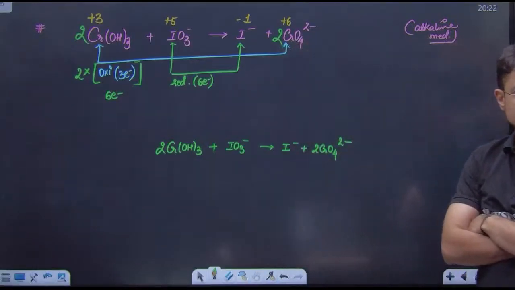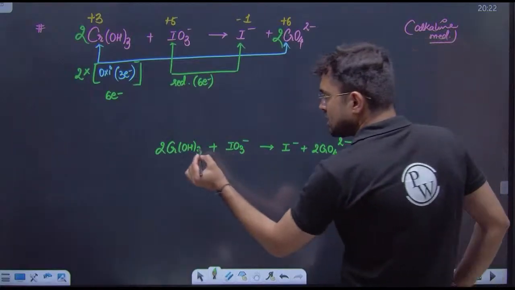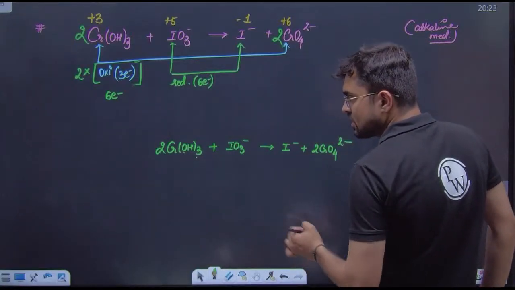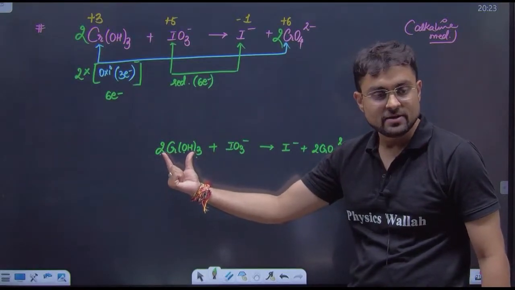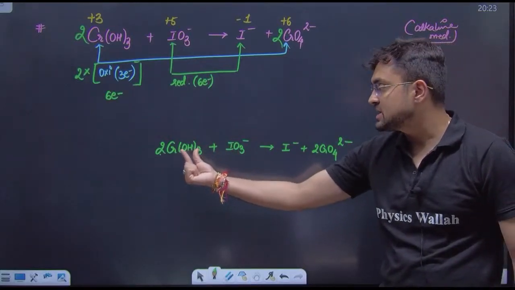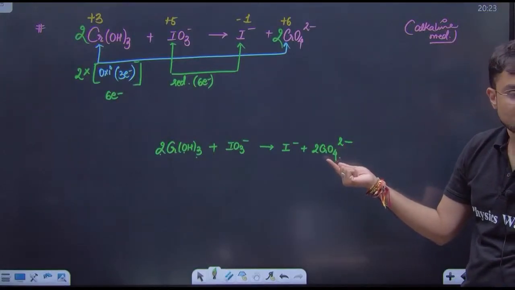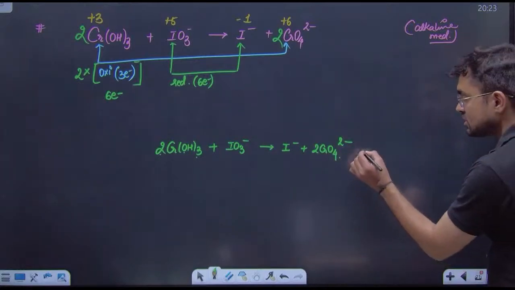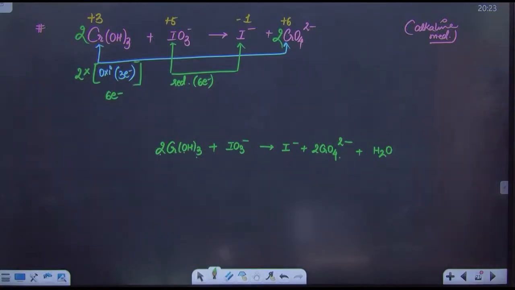And how many oxygens are less on the product side? 3 oxygen, multiply by 2, 6. There are 6 oxygen atoms in Cr(OH)3. Agreed? And 3 oxygens in IO3 negative. So in total 6 plus 3, 9. Here 4 twos are 8. 1 oxygen is deficient. So I will be writing 1 water molecule on this side. Done?